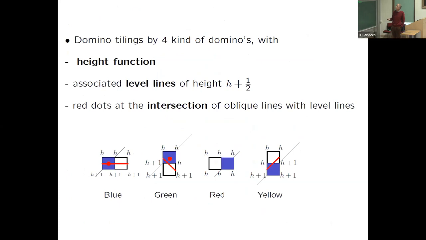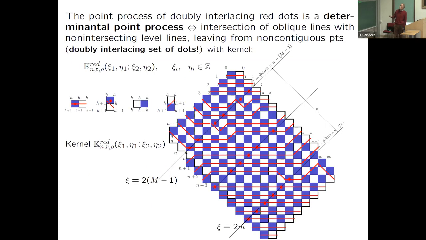And then again, it's the same kind of idea that I said before in the case of the single and the Dewey minor problem. You have four types of dominoes here. You put the height function here, etc. And then you have the level lines, which are h plus a half here, h plus a half. This is flat, and h plus a half there. And then we'll intersect this with lines which all go in that direction. That's done in this picture here.